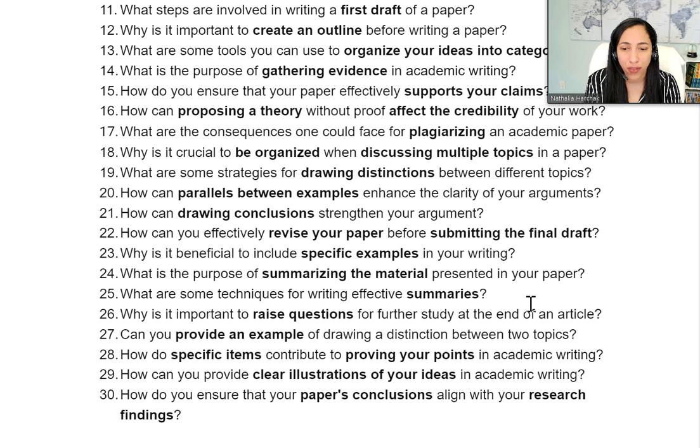What are some techniques for writing effective summaries? Why is it important to raise questions for further study at the end of an article? Can you provide an example of drawing a distinction between two topics?